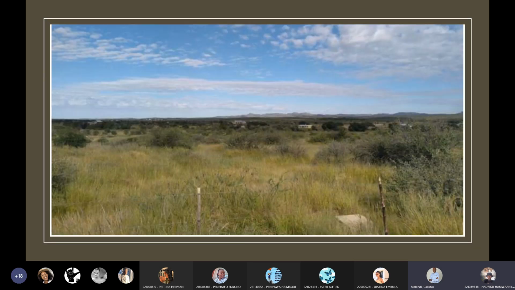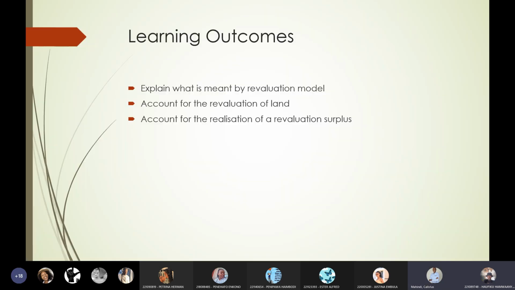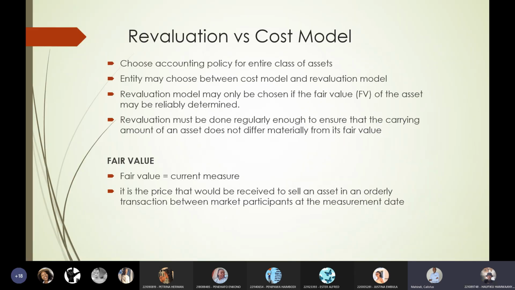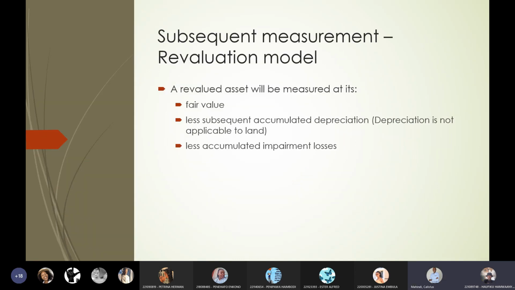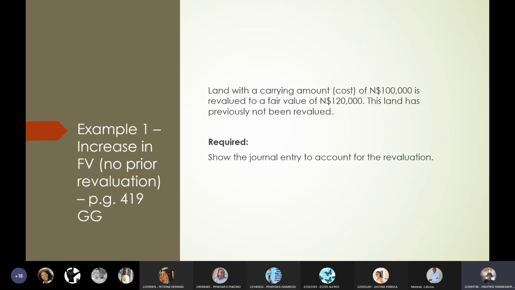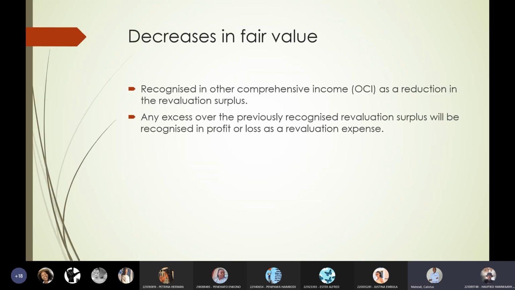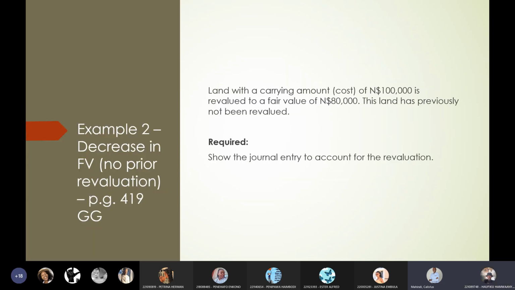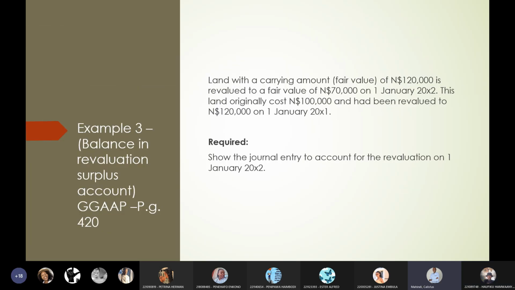Okay, we're dealing with property, plant and equipment, and specifically land. That's what we were dealing with last week. We talked about the models that can be used, either the cost model or the revaluation model, and we were looking specifically at the revaluation of land. We did a couple of examples where we did an increase in fair value of land as well as a decrease in fair value of land. Those increases and decreases, we just looked at where there had been no prior revaluations.